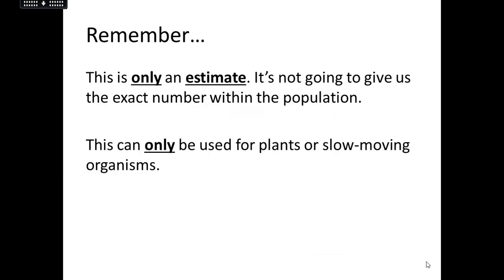Remember that this is only an estimate. It's never going to be exact. It gives us an idea of how many of a particular population there are. We only use this process for estimating population size for plants or slow moving organisms, so we wouldn't be able to do it with something like a lion because they're too quick. But plants obviously don't move, so we can count those quite easily. Slow moving organisms are likely to stay within the same area while we do the count, so we won't lose them from the area.